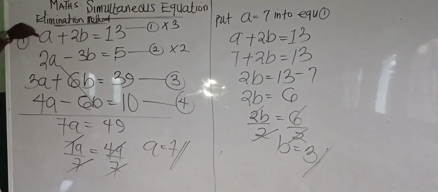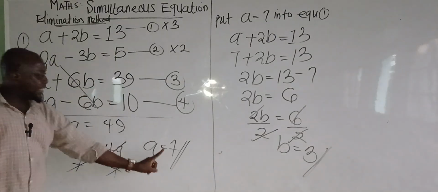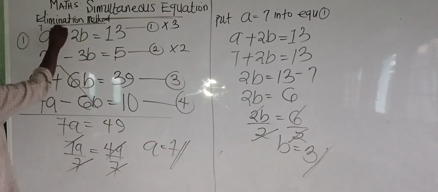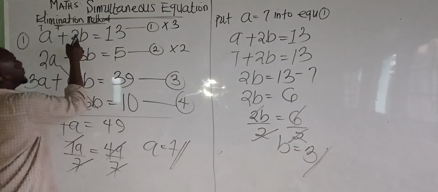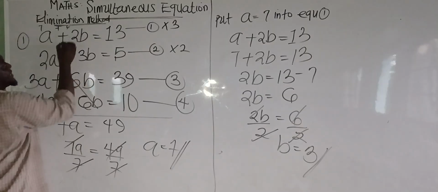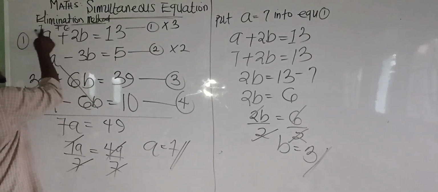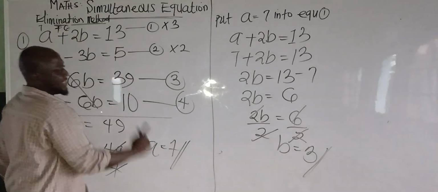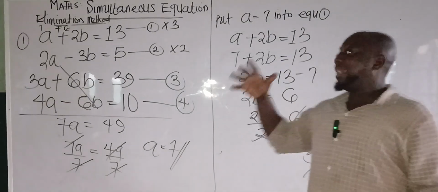Watch. If I put the value of A and the value of B here, I should be able to get 13. So let's try that. A here is 7, plus B is 3. So if I multiply 2 times 3, what do I get? I will get 6. So if you add 6 plus 7 now, do the math, you're going to have 13. So that means that these 2 and 3 are correct. So this is how you do the elimination method.